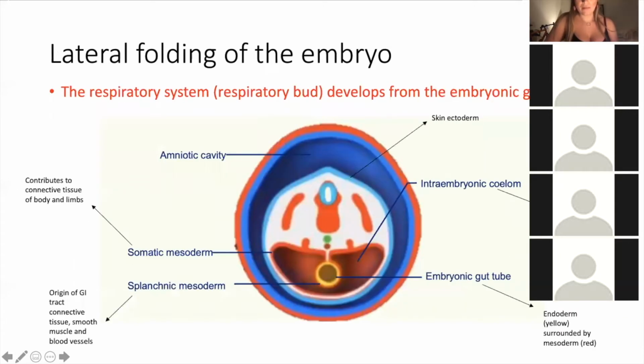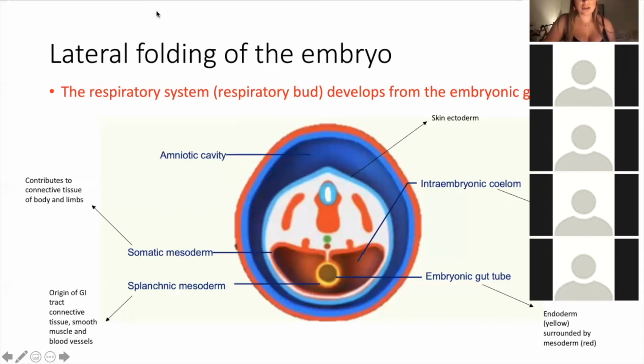Another nice diagram that we can see here. In pale, we've got the amniotic cavity around the edge, and then we can see the skin ectoderm in pale blue. You can see now that we've got these intraembryonic coeloms, which fuse together instead of being 2 separate ones to form a horseshoe shape. The main part of this diagram that I want you to take away is this embryonic gut tube, which you can see ringed in yellow. That is endoderm in yellow, surrounded by the mesoderm in red.